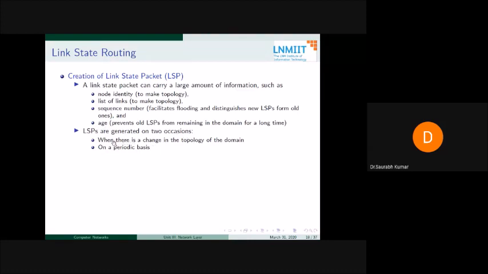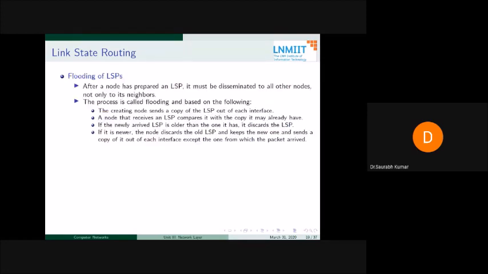So LSPs are generated on two occasions basically. One is when there is a change in the topology, which is very well documented and discussed in previous lectures. Whenever there is a topology change, I have to do routing, so in link state routing I have to create LSPs. And definitely on a periodic basis also, because we want the updates to be done in the network, and that update will be done by updating the entries in the routing table.